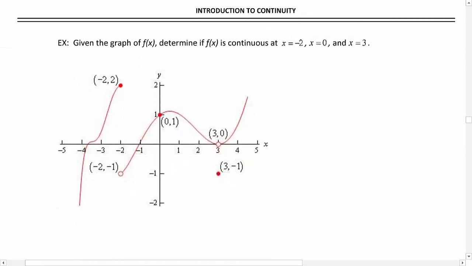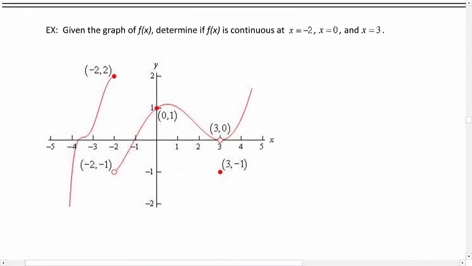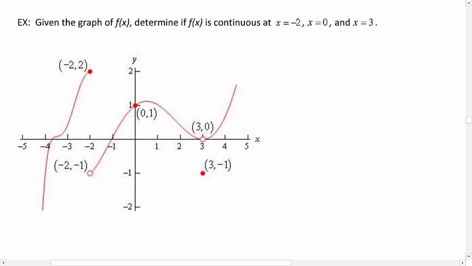So let's take a look at this graph, and we want to determine if f of x is continuous at x equals -2, x equals 0, and x equals 3. We want to do a little more than say, oh, I had to pick up my pencil to trace it. We want to talk about limits when we're answering these questions, right? Calculus answers when we're in calculus class.